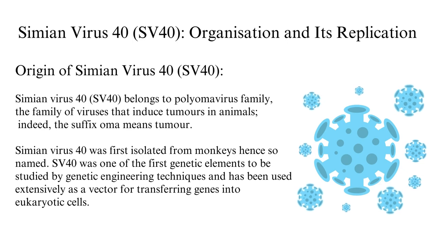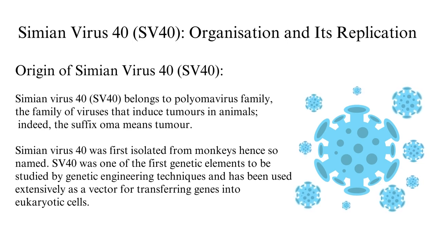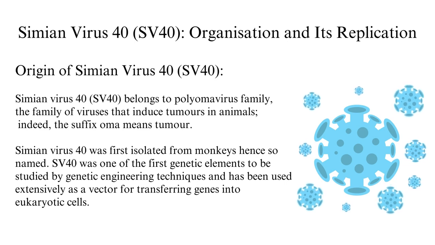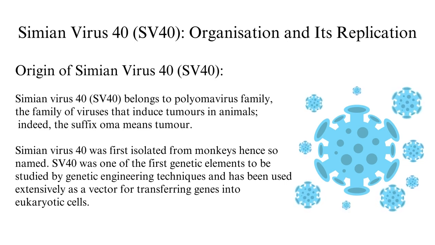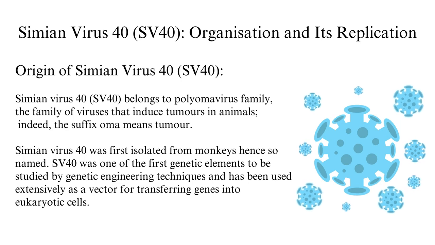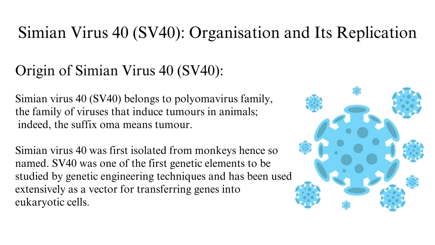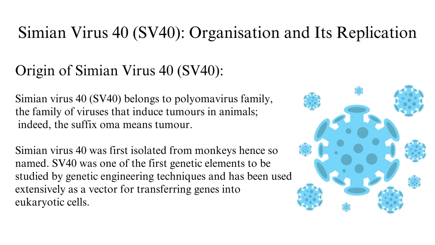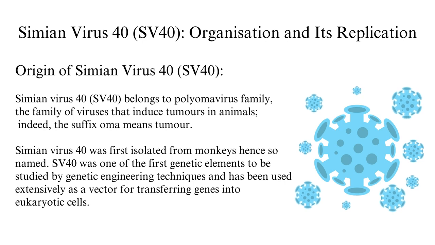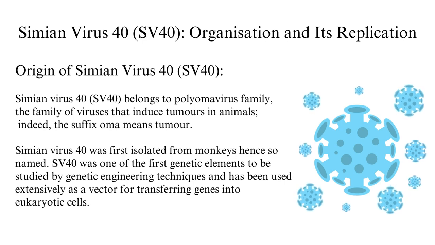Origin of simian virus 40. Simian virus 40 belongs to the polyomavirus family, the family of viruses that induce tumors in animals. Indeed, the suffix oma means tumor. Simian virus 40 was first isolated from monkeys, hence so named. SV40 was one of the first genetic elements to be studied by genetic engineering techniques and has been used extensively as a vector for transferring genes into eukaryotic cells.